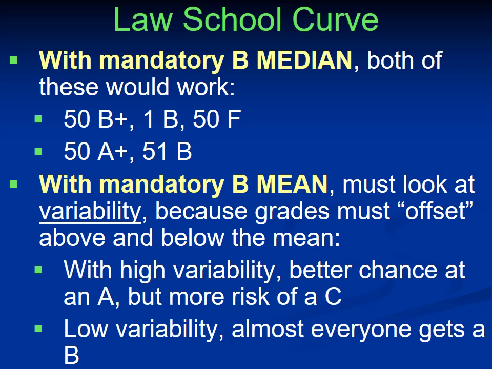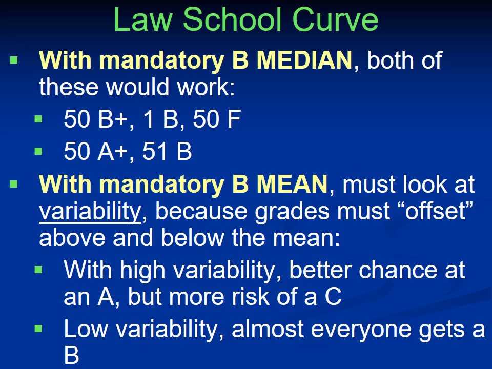All right, so we're comparing a mandatory median of B versus a mandatory mean of B with grading. So let's start first by looking at the mandatory median. That just means, of course, that the middle grade in the distribution has to be a B. So you're not doing any math here with these grades or scores. As long as the one middle score is a B, you can vary the ones on either side as much as you want. So in that situation, both of these two scenarios shown on this slide could work.